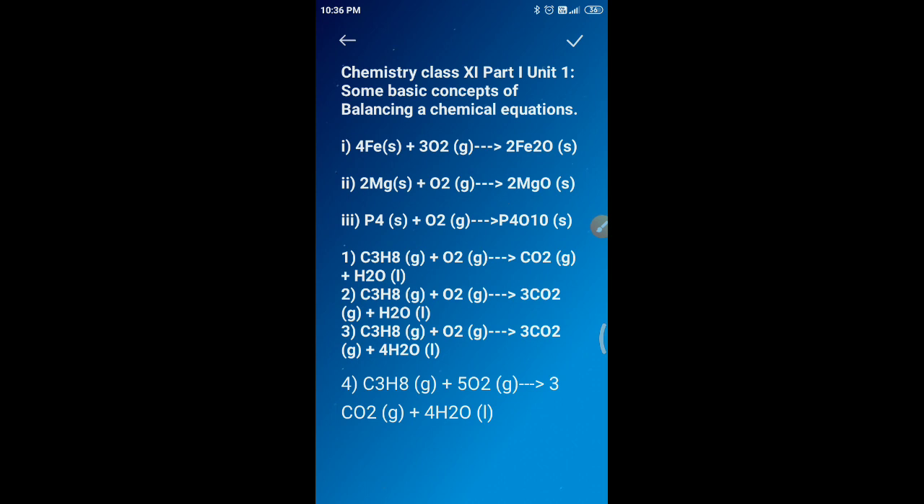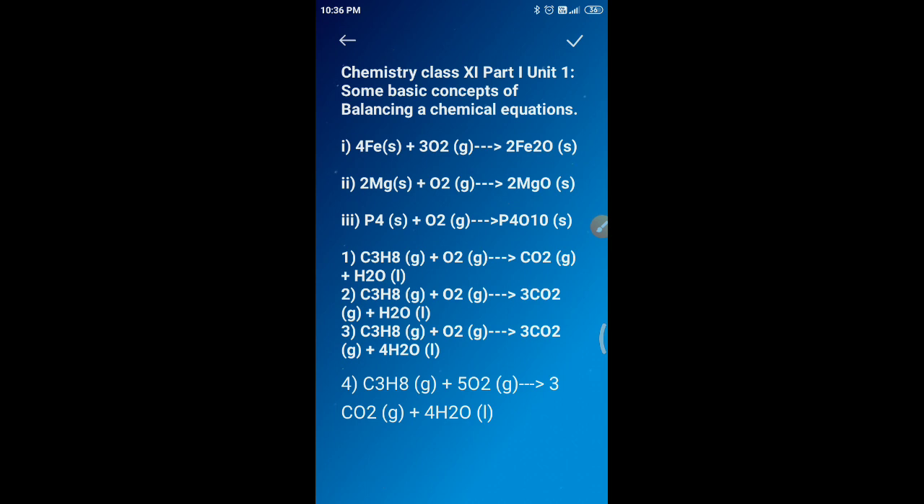So we will take one more example. Here, when propane reacts with oxygen, it gives carbon dioxide and water. In the first step, we have to write the correct formulas of the reactants and products. So C3H8 plus O2 gives CO2 plus H2O. Please look at the video for the first equation: C3H8 plus O2 gives CO2 plus H2O.